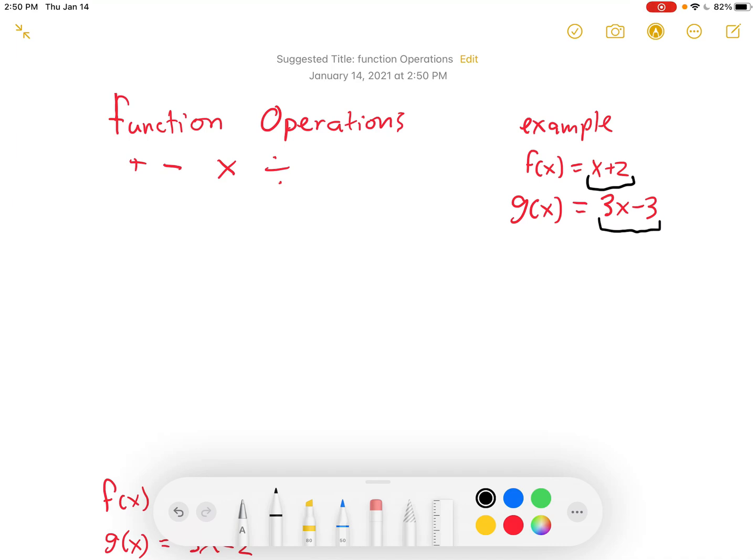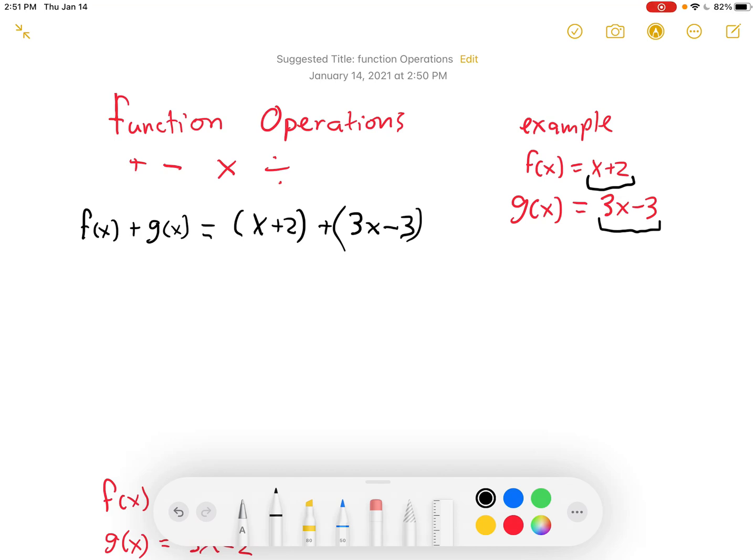the operations. So for example, f of x plus g of x, notice I'm adding those two functions, would simply be (x plus 2) plus (3x minus 3). From there, I know you could all easily solve that, combine like terms and all that stuff. You don't need to in this case. This is kind of as far as we need to go.